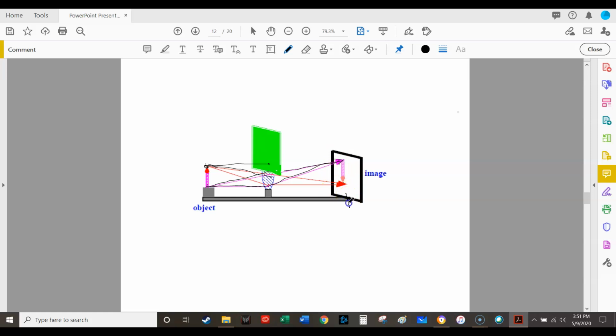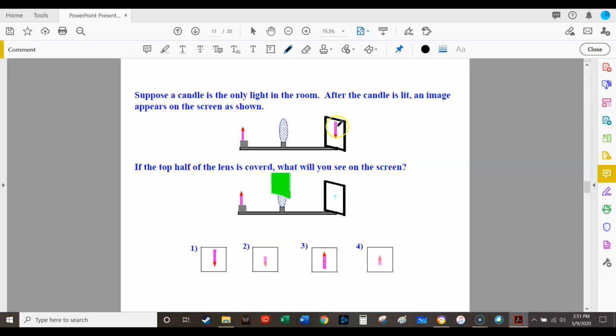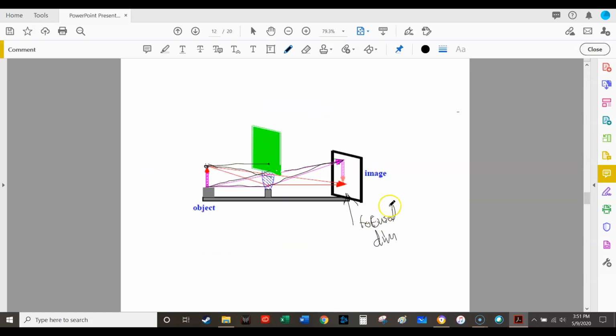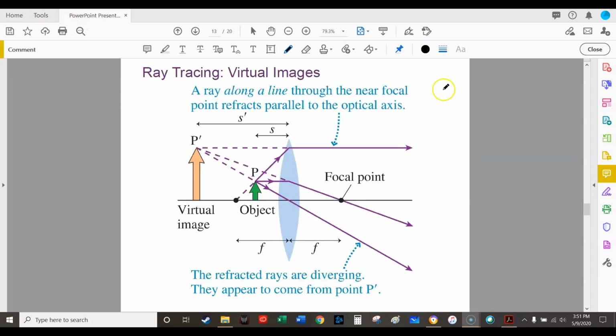So you're still going to get an image, and it's going to be focused. It'll be focused, but it'll just be dim. So it won't be as bright or intense as the image where the lens was not blocked. So it'll still be a focused image, it'll just be dim. Okay? Pretty neat. Well, now let's do some ray tracing for the other type.